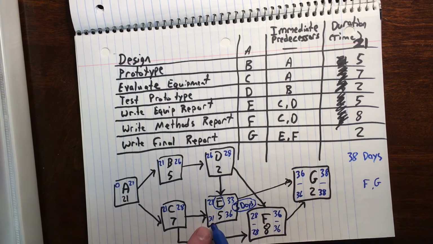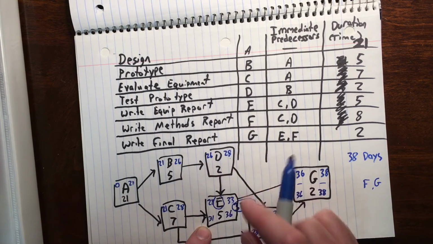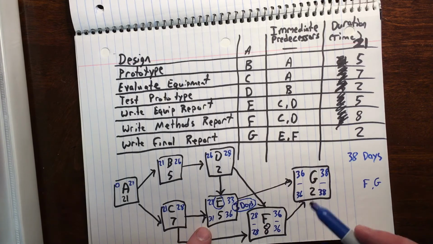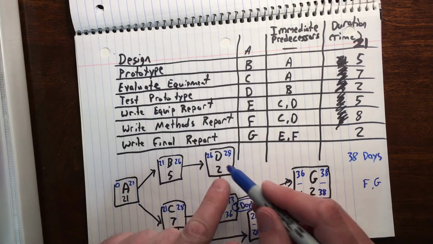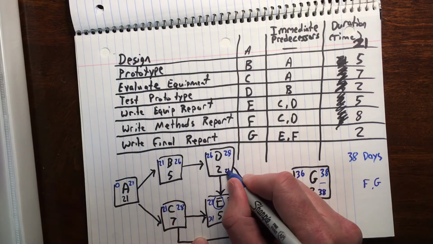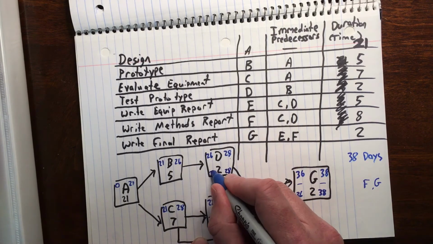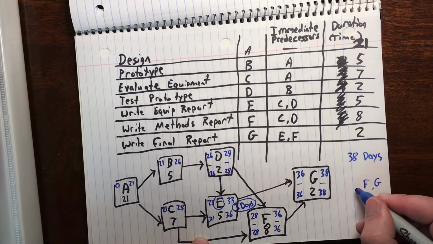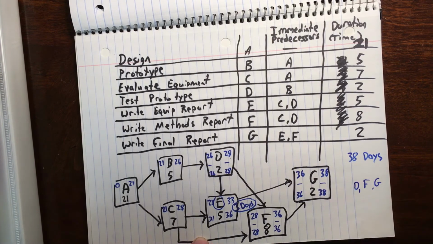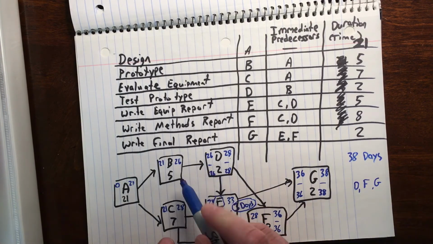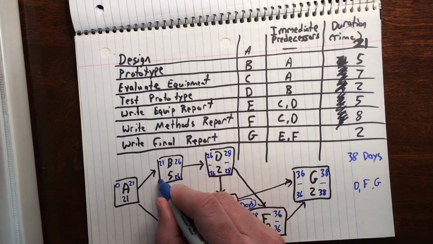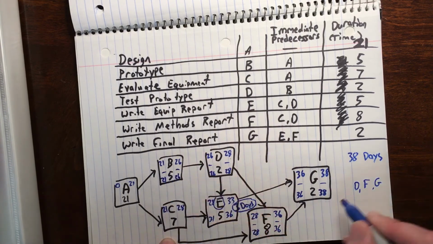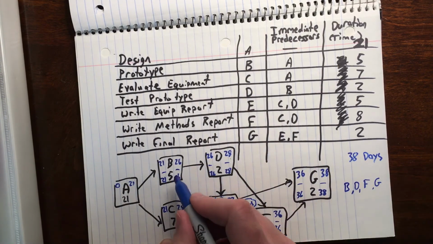Now we take the 31 or the 28, both of them up to D. When we are working backwards, we take the lower of the two numbers. So this would be 28. 28 minus 2 is 26. No slack time. D would be part of our critical path. 26 minus 5 is 21. No slack time. B is also part of our critical path.